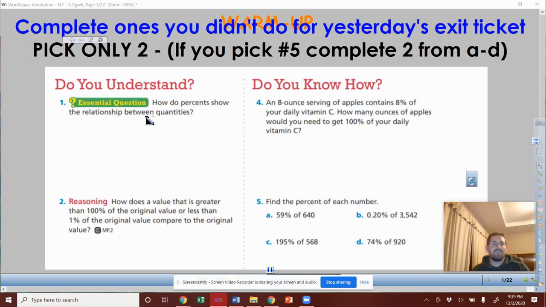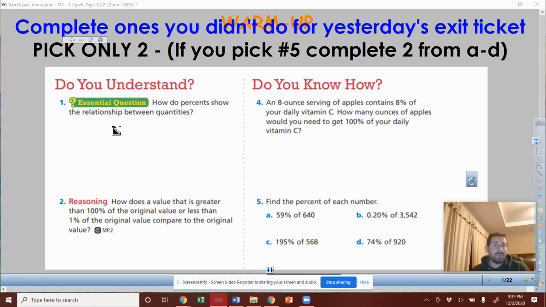How do percents show the relationship between quantities? A percent is like a fraction of a quantity. So a percent allows us to show that if it's above 100%, it shows growth. If it's below 100%, we're seeing a decrease or a smaller amount relative to the original. So it's a comparison that I feel we can see a little bit easier as a percent than saying some unique fraction like, hey, you got 83 of 165 of the original.